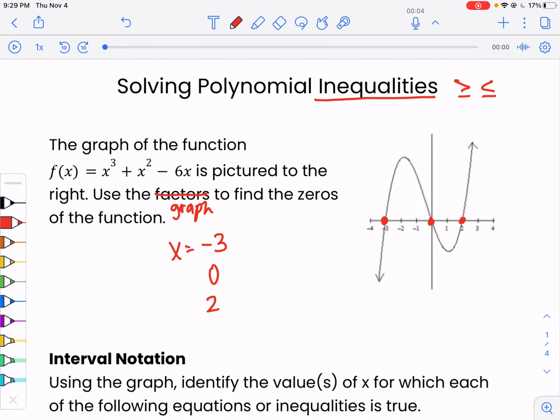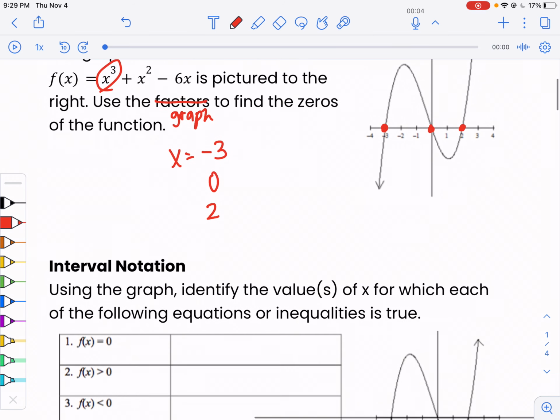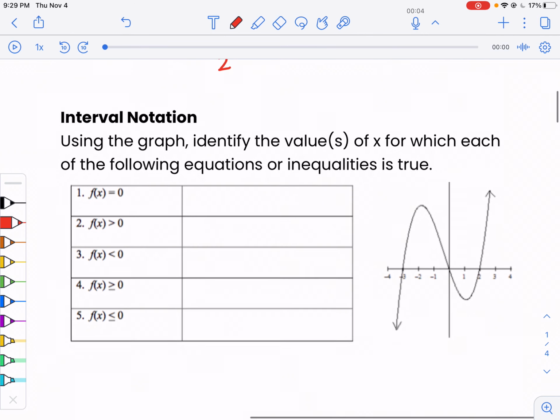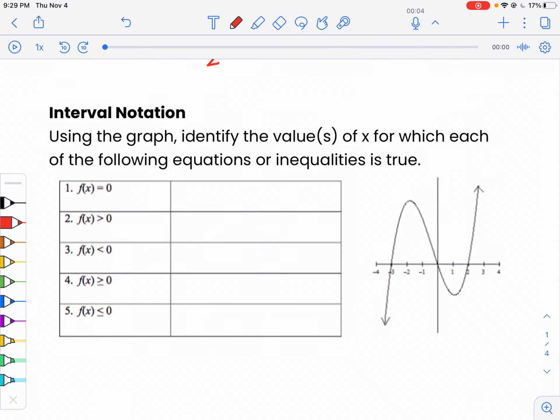So we know this is at least x to the third. We see x to the third here because there are 3 solutions. If we were just solving the equation, set equal to 0, those would be our answers. Today we're going to think about inequalities, so it's going to be a section of the graph. Let's review interval notation to start.